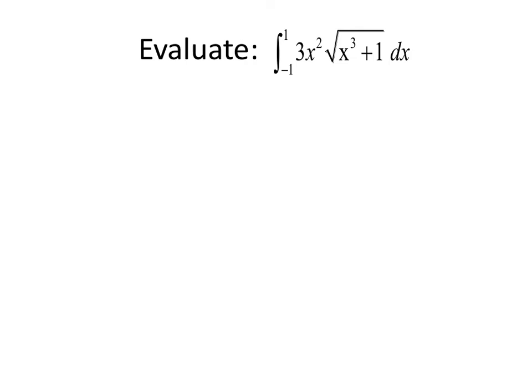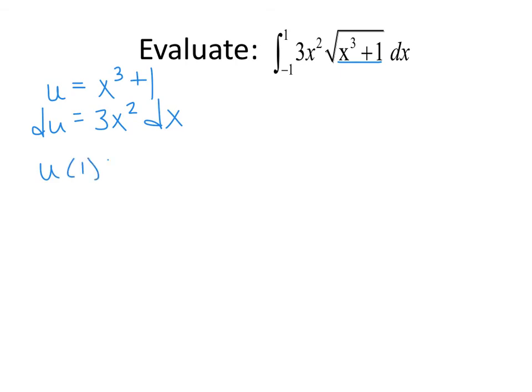So anytime I see a radical, I usually try to think the piece underneath is probably going to be what my substitution is. So let's check it out. So u equals x to the 3rd plus 1. So du will equal 3x squared dx. Okay, so that works. So I need to figure out what u of 1 would be, right? So u of 1 would just be 1 to the 3rd plus 1, which is 2. U of -1 would be -1 to the 3rd plus 1, which would be -1 plus 1, which is 0.